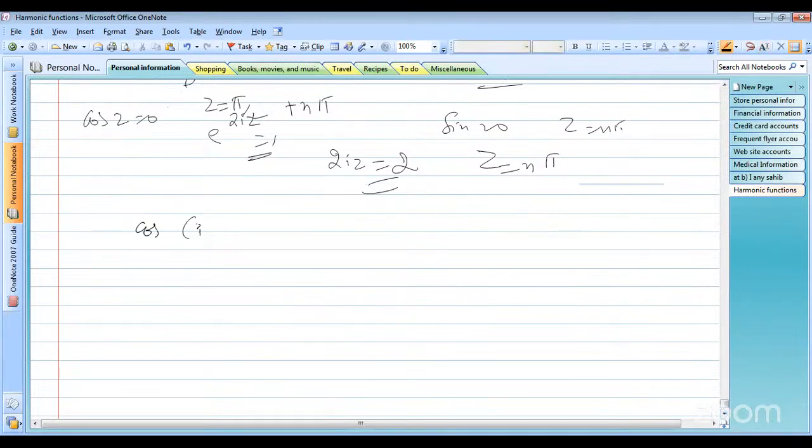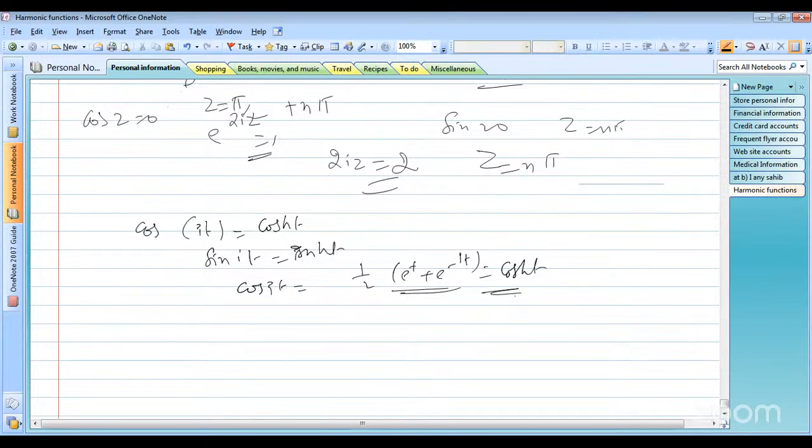Cos of i t is equal to cos h t. Sin of i t is equal to i sin h t. These are hyperbolic functions. Cos i t we write as 1 by 2 of e power t plus e power minus t, so e power plus or minus t gives the hyperbolic function cos h t. This is the other formula, proved in a similar way. Notice that for z not a real number, the bound is not necessary: cos z is not always less than or equal to 1, and sin z is also not always less than or equal to 1.